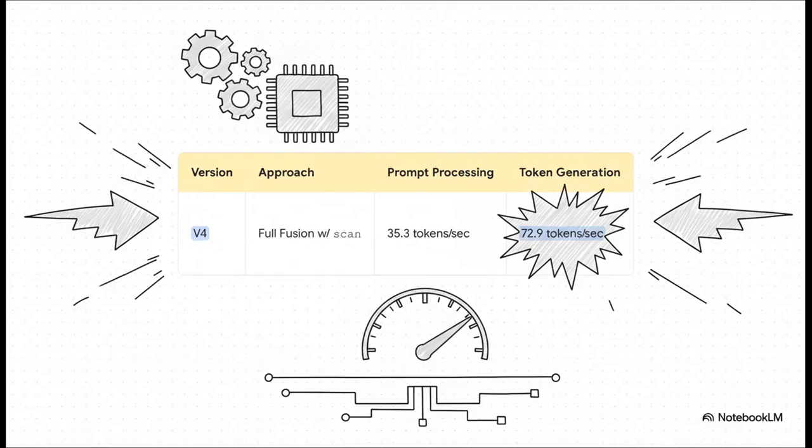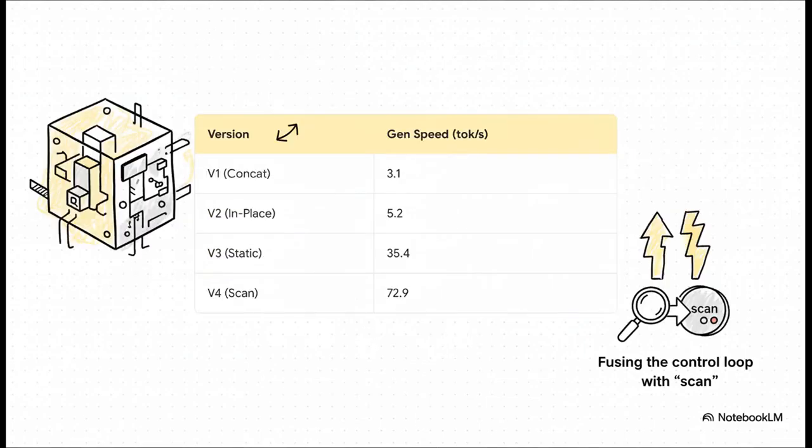And bringing in scan gets us to our final, frankly, incredible performance numbers. Token generation more than doubled again, hitting 72.9 tokens per second. That brought the time for 100 tokens down to just 1.4 seconds. This chart just tells the whole story perfectly. You see that tiny little bump from V1 to V2, then the enormous architectural leap to V3 with static memory, and finally, doubling the performance one last time in V4 by fusing the control loop with scan. It's a fantastic visualization of the journey.